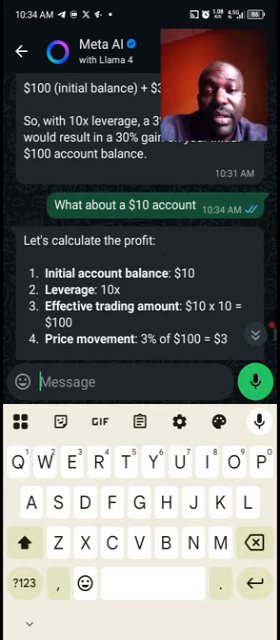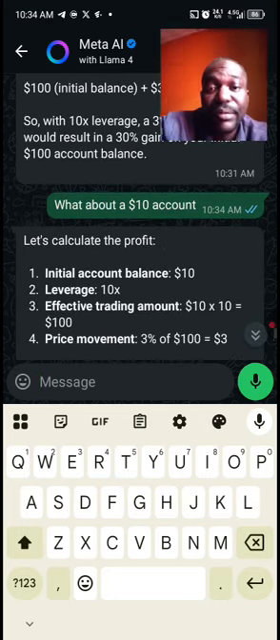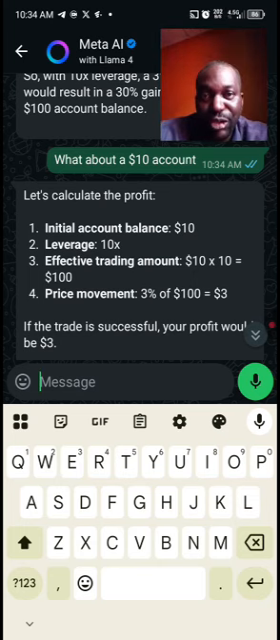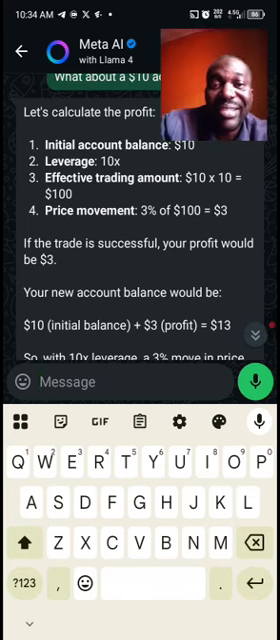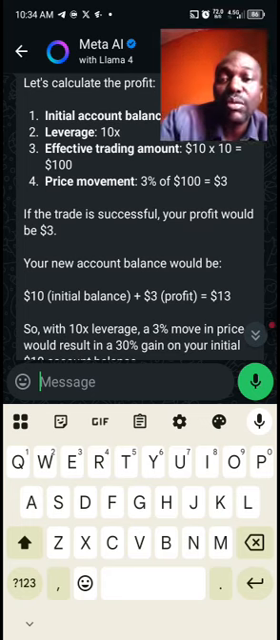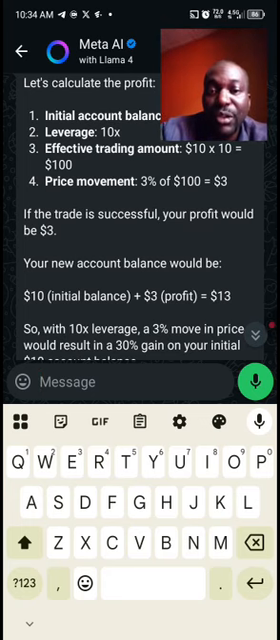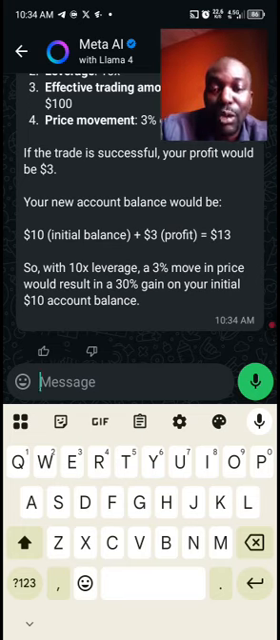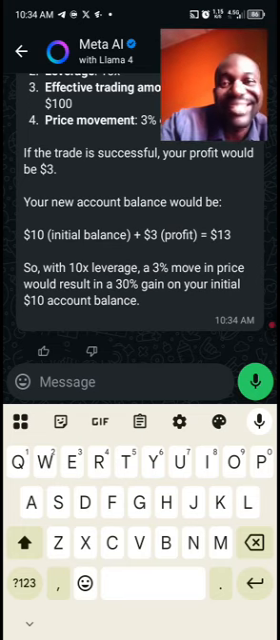Okay, so let's calculate the profits. Initial balance is $10. Leverage is 10x. Effective trading amount is 10 times 10, which is 100. So Binance is going to borrow you $100 to trade with. Now, price movement is 3%, and 3% of $100 is going to be $3. So if the trade is successful, your profit would be $3. Your new balance would be $10 initial balance plus $3 profit, which is $13. So with 10x leverage, a 3% move in price would result in a 30% gain on your initial account.